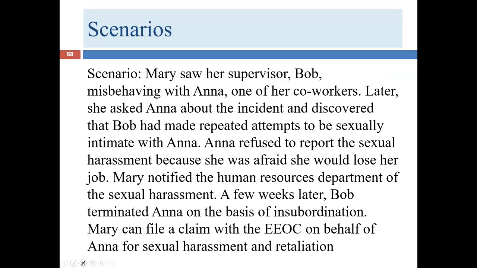If Bob ultimately does fire Anna, then obviously Anna can file a complaint of sexual harassment or retaliation with the EEOC, but Mary can do so as well.